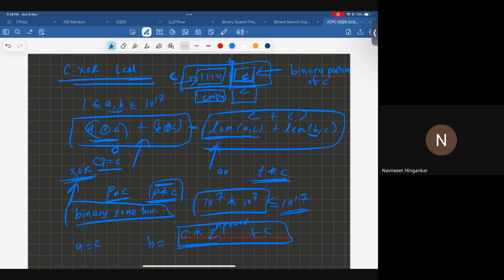So I tried this combination first, and I don't think this will work because the moment you do B XOR C, this portion will get cut, and A XOR C, this portion will become 0. So it becomes C into 2 raised to the power, and LCM of A comma C is giving you C. So I don't have any portion to add here. I need this C basically, right? So why am I cutting this C? I can just make it 0. The moment I did XOR with C, this portion will get added with C.